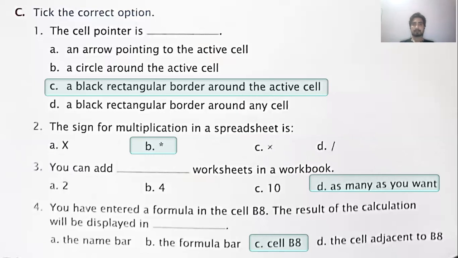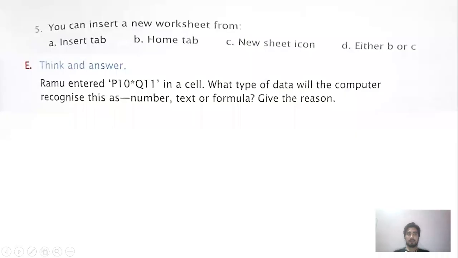Let's move to the next exercise. You can insert a new worksheet from. So we can insert a new worksheet by clicking on the new sheet icon that is available at the bottom of the worksheet, just on the right side of the sheet tab. There is a plus icon which is known as the new sheet icon.